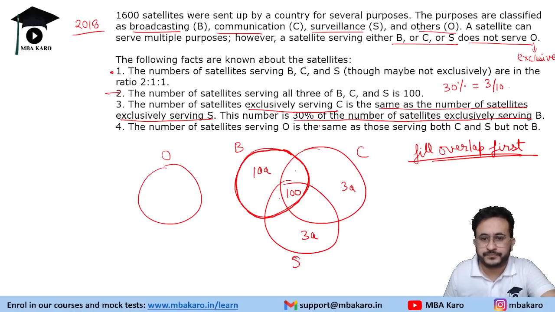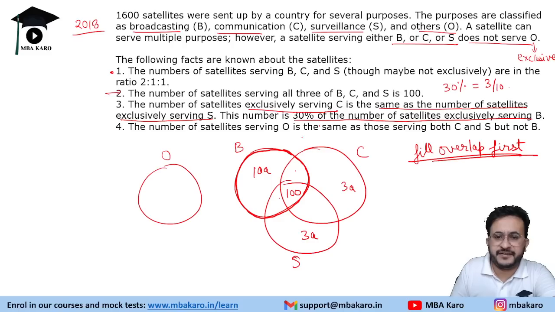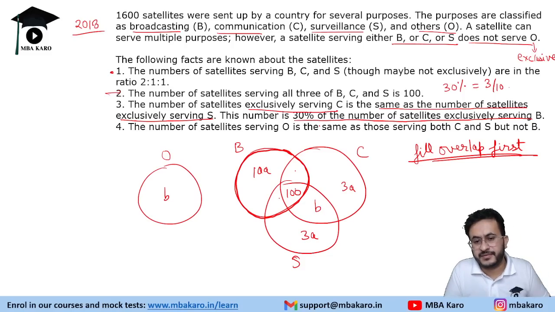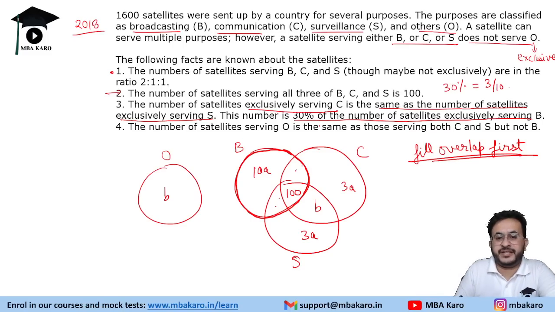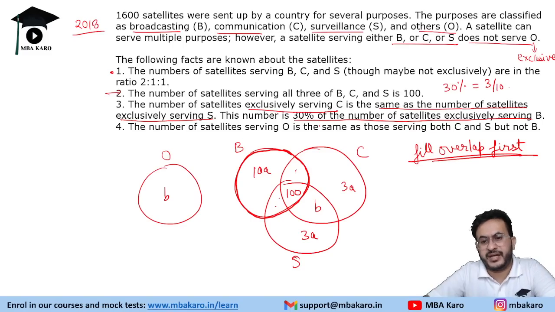Okay. The number of satellites serving O is the same as those serving both C and S but not B. So O is the same. Let us say this is B. C and S but not B. So this is B. Then you can take another variable and solve this. So we reduced the number of variables. So instead of taking A to G, we probably will need A, B and maybe C and D, maximum 4 variables.